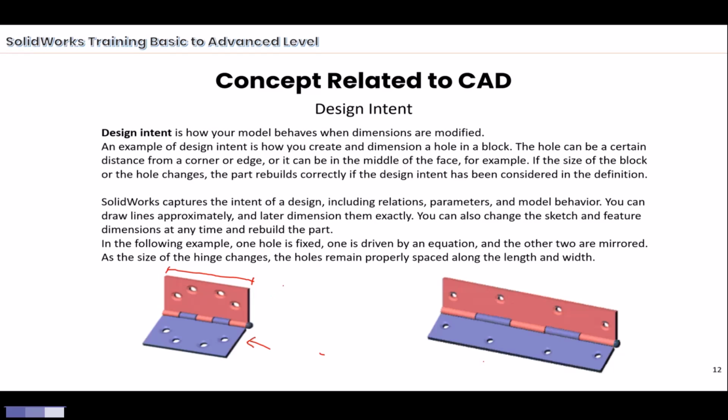So we have made it in such a way that if we change something, it will be equally changed everywhere. You can see an example: we have edited some distances between them. We have changed the length of this part, so here also the part will be updated accordingly. So that will be a design intent. Understood?